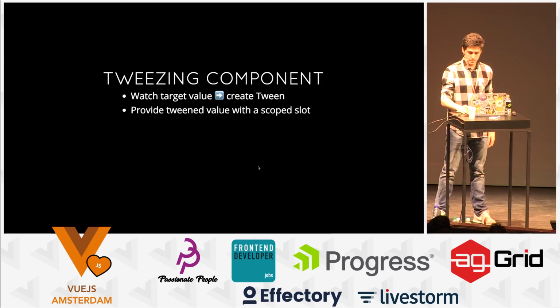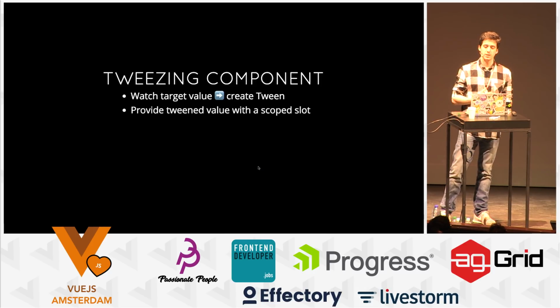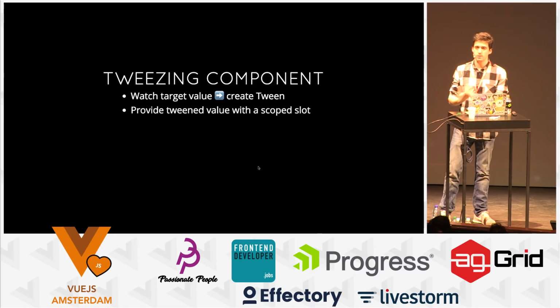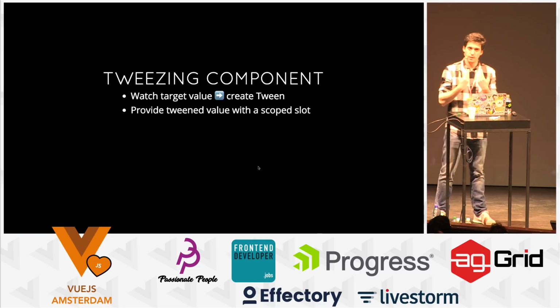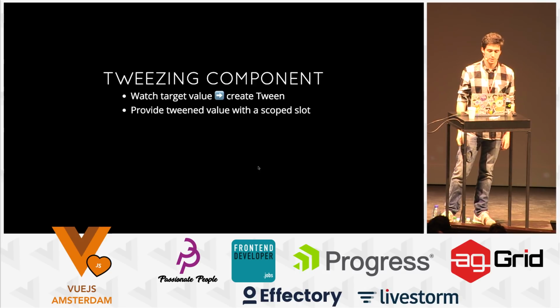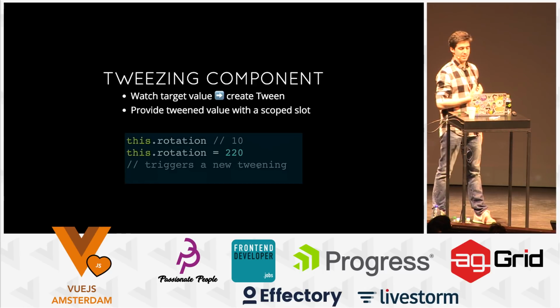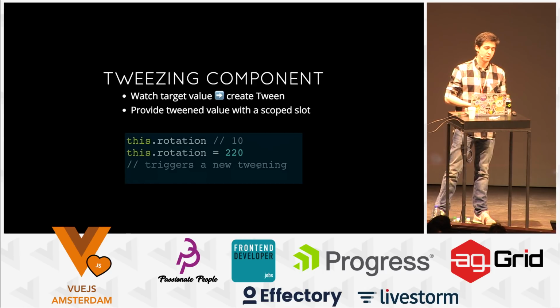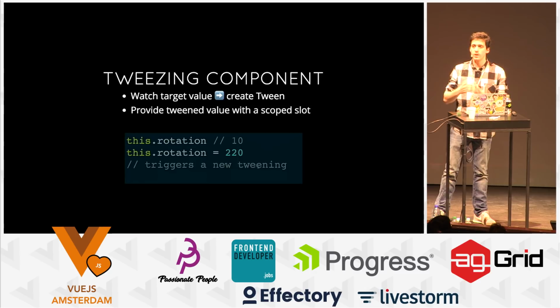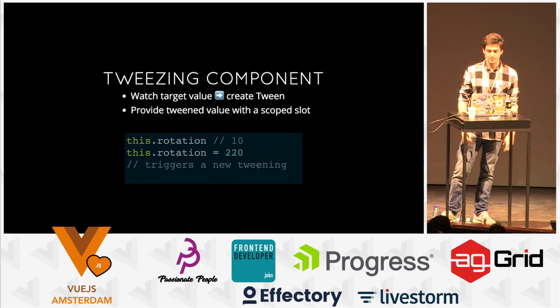So the tweening component is actually quite simple when you think about it. It's just watching a target value, and it creates a tween whenever the value changes. And then it gives you that value nicely in a scoped slot. So the thing is, we get back this nice syntax I really love about Vue, which is just changing a value the way you always did. And then the tweening will trigger on the fly, which is really exciting.